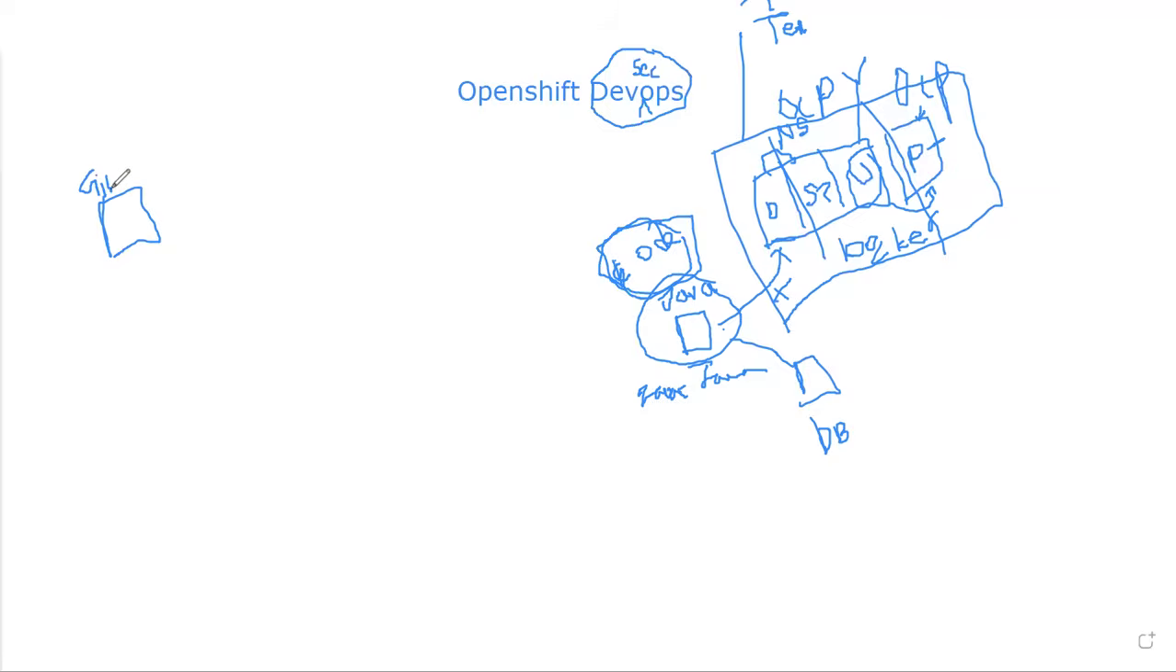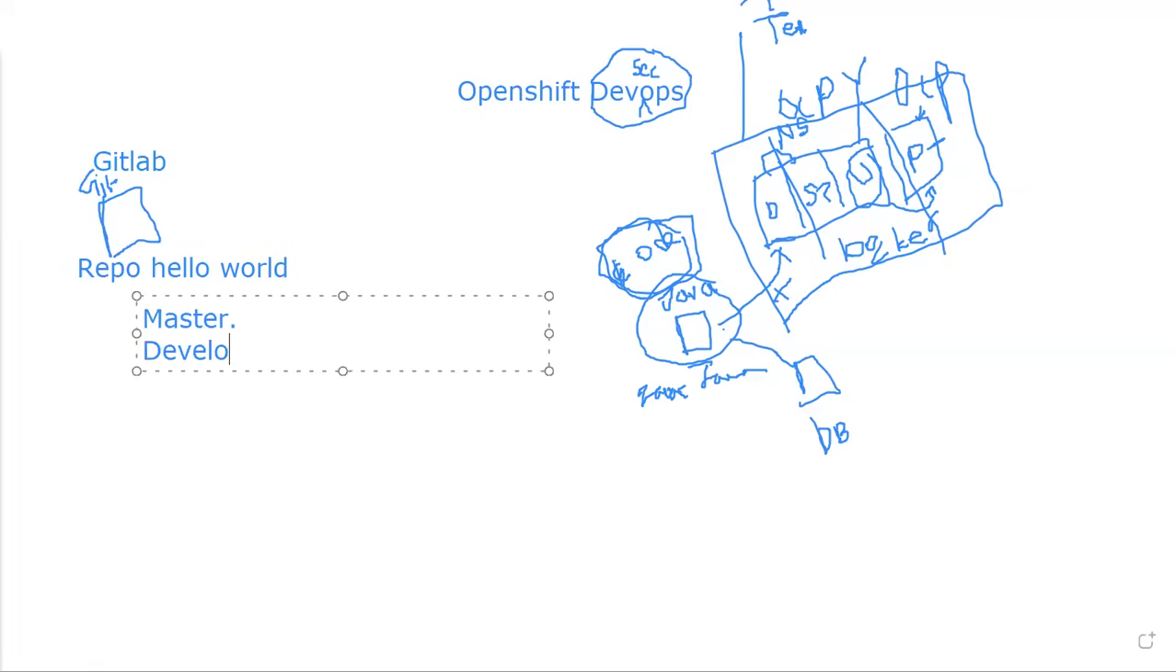In GitLab, we are creating a microservice or a repo for that particular project. For example, I am creating a repo, hello world. In the repo there will be a master branch, then a develop branch. When multiple developers are working, multiple develop branches will be there. Once the branch is done, the code will be merged to the master. Or we can also follow a feature branch approach.